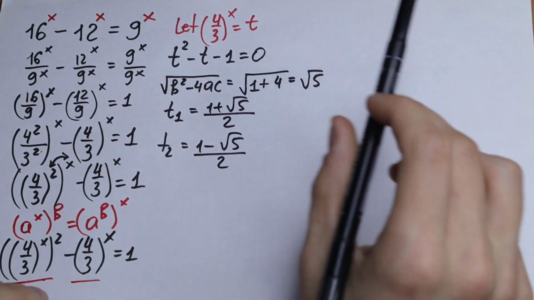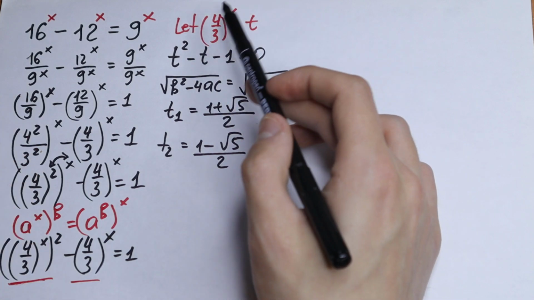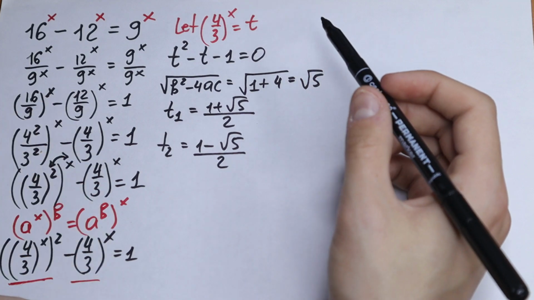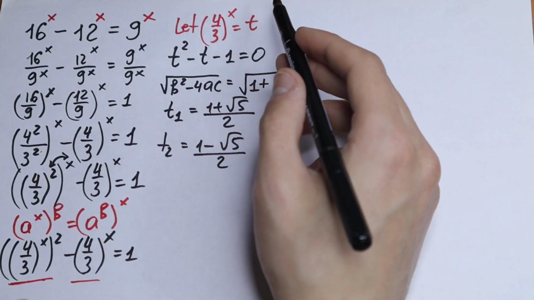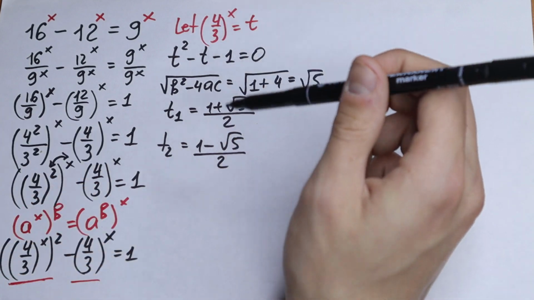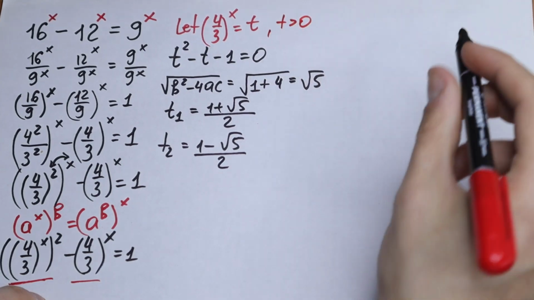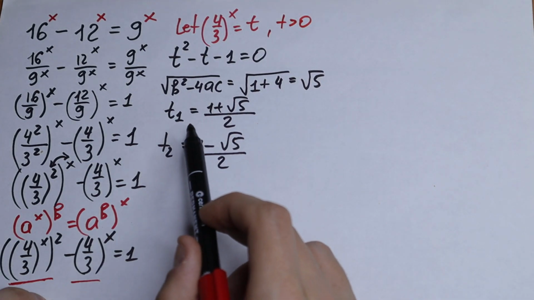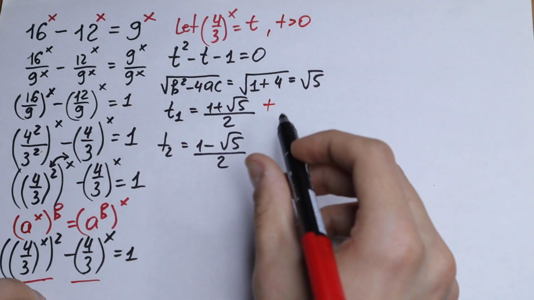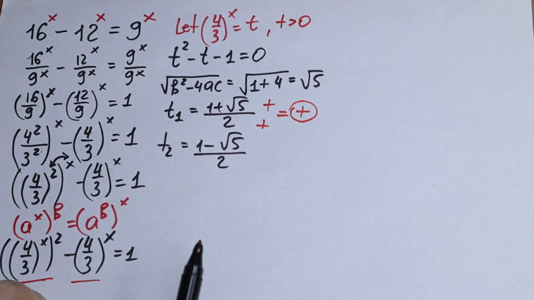But as you can see right here, (4/3) to the power x equal to t, this on the left needs to be positive, because we have an exponential function and we need to have a plus right here. So our t needs to be positive, so t is greater than 0. And as you can see right here, this of course will be positive because we have 1 plus square root of 5, which is positive, and 2 is positive, and as a result we will have plus. So this root is good for us.